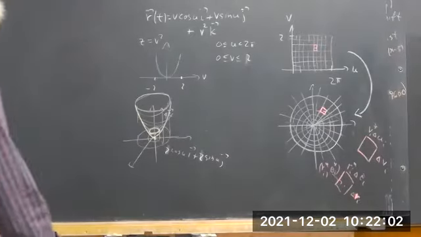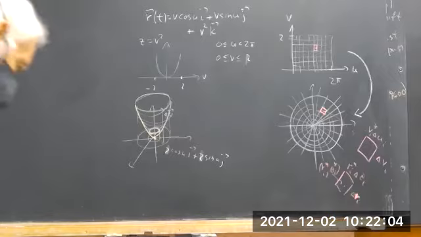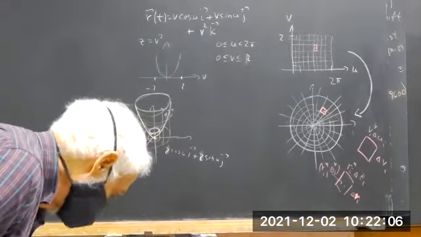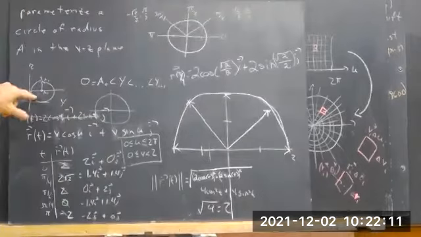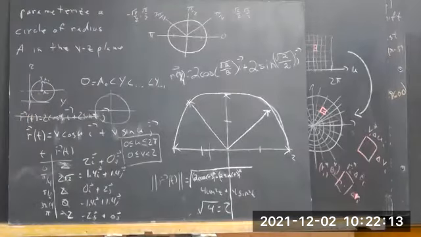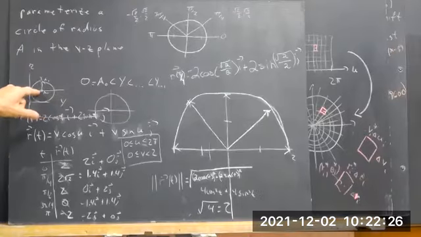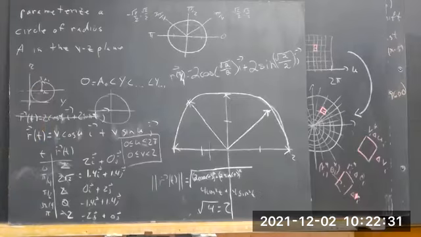Let's go back. Quick exercise: I'm going to parameterize this circle, the circle of radius a. It's apparently in the y-z plane, centered on the y-axis. See if you can come up with a parameterization for that circle.